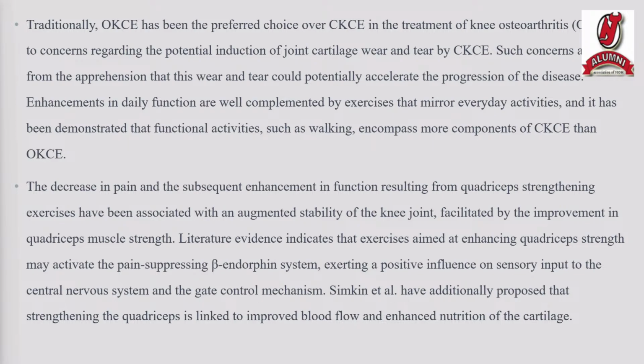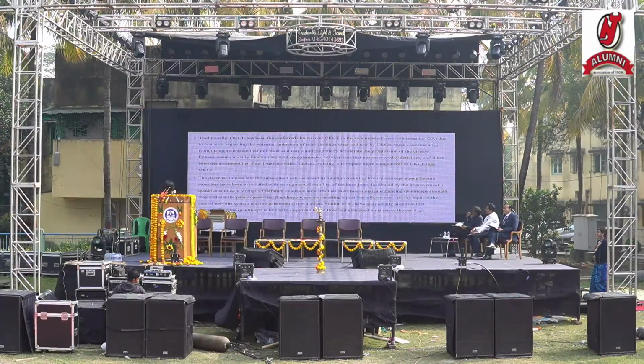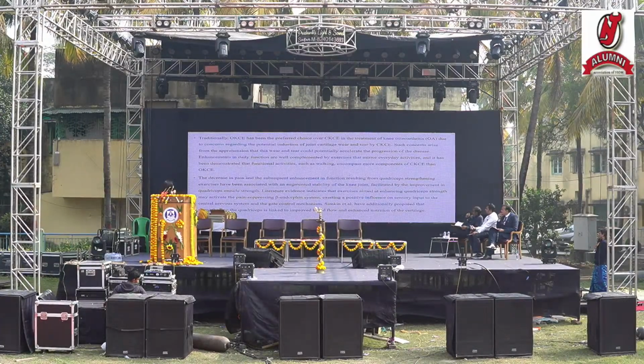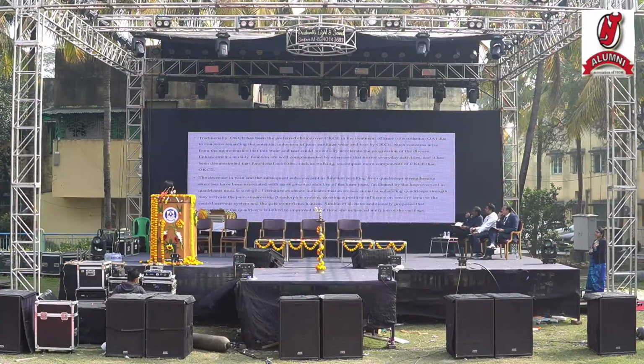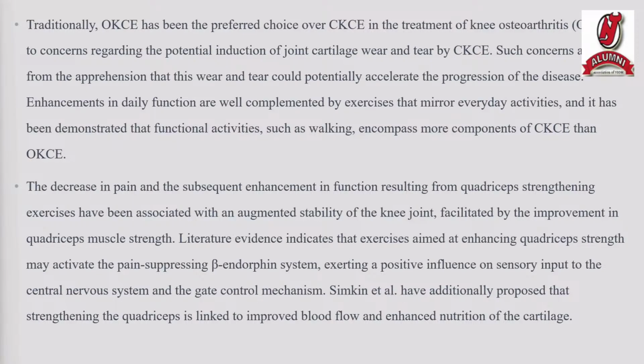Enhancement in daily function is well complemented by exercises that mirror everyday activities, and it has been demonstrated that functional activities such as walking encompass more components of CKC than OKC. The decrease in pain and subsequent enhancement in function resulting from quadriceps strengthening exercise have been associated with an augmented stability of the knee joint facilitated by the improvement in quadriceps muscle strength. Literature evidence indicates that exercise aimed at enhancing quadriceps strength may activate the pain-suppressing beta endorphin system, exerting a positive influence on sensory input to the CNS and gait control mechanism.